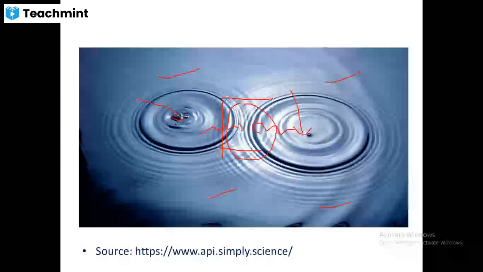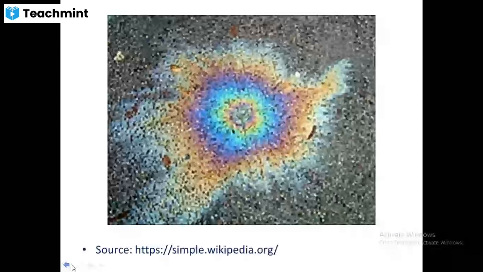One more example of interference which you can experience, the interference of light, right? Then this is one more familiar example. I'm sure all of you might have come across. Can you guess what it is? Yes, this is the phenomena which you will observe during the rainy season.